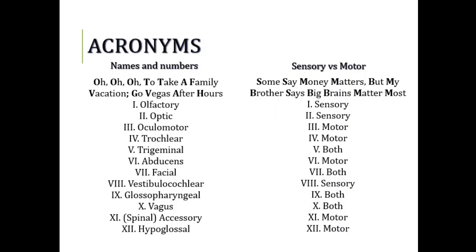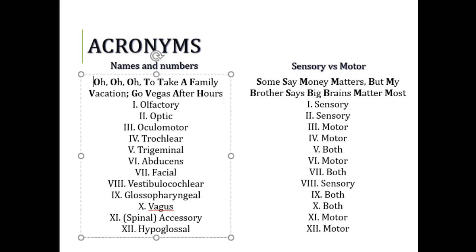So we have finally made it to the end, and here are a couple of acronyms that are relatively famous for identifying the order of cranial nerves and their sensory versus motor function. So the first acronym is to remember the name and number, and it's: Oh, Oh, Oh, To Take A Family Vacation, Go Vegas After Hours. To represent olfactory, optic, oculomotor, trochlear, trigeminal, abducens, facial, vestibulocochlear, glossopharyngeal, vagus. Take out the spinal here, for A for after, spinal accessory, and then hypoglossal nerves.